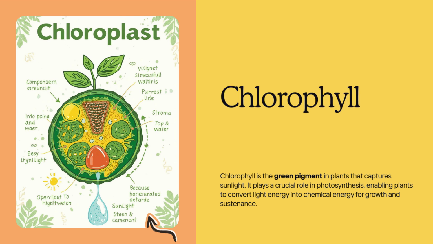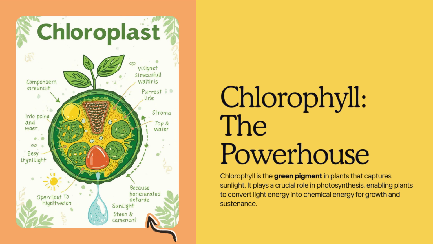Chlorophyll is a green pigment found in the chloroplasts of plant cells, mainly in the leaves. It is the substance that gives plants their green color. What does chlorophyll do? Chlorophyll plays a very important role in photosynthesis. It absorbs energy from sunlight and uses that energy to help plants make food.